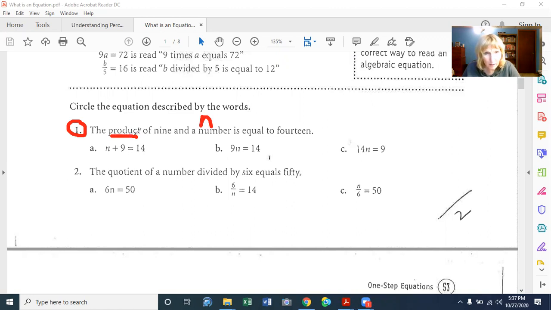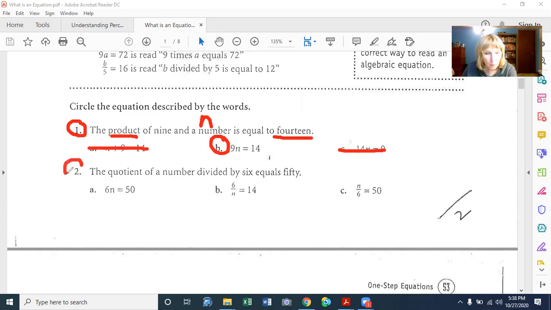So we know that product means we're going to multiply. We know that the product is going to be 14. So that right away eliminates C because the product isn't 14, is it? So now we got to decide between n plus 9 or 9 times n. So we just said that it was talking about multiplying because we had a product. So that would give us B as an answer. This one we would eliminate because it's a plus.